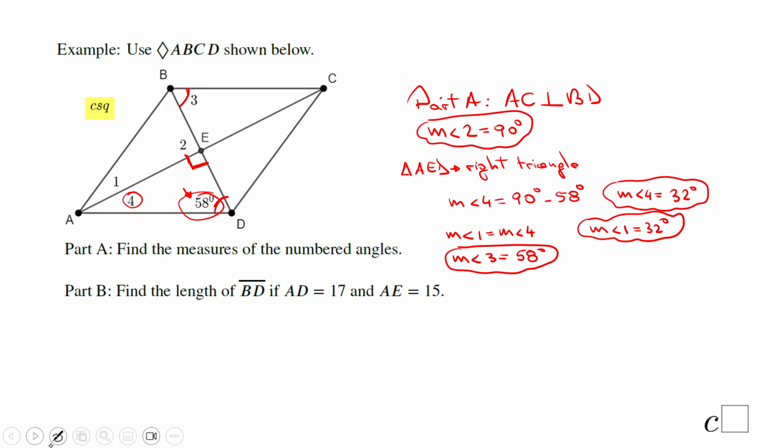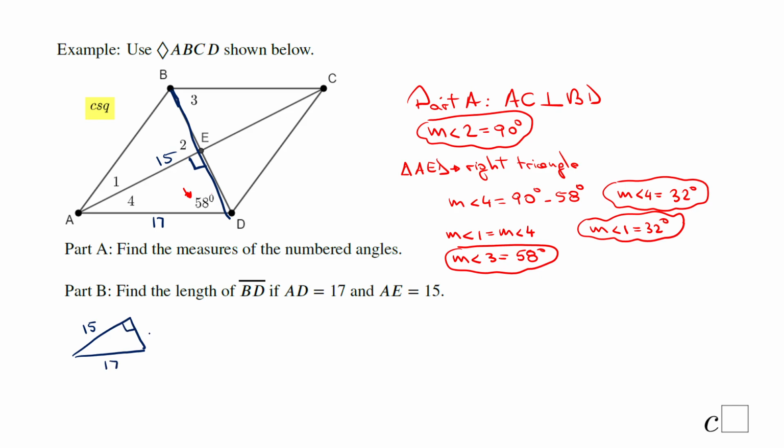Now we can go to part B. In part B, we need to find the length of BD. Okay, and if you notice, BD is this diagonal. So I have AD, it's 17, and AE, which is half of diagonal AC, is 15. So we have a right triangle. We know this leg is 15, and the hypotenuse is 17.